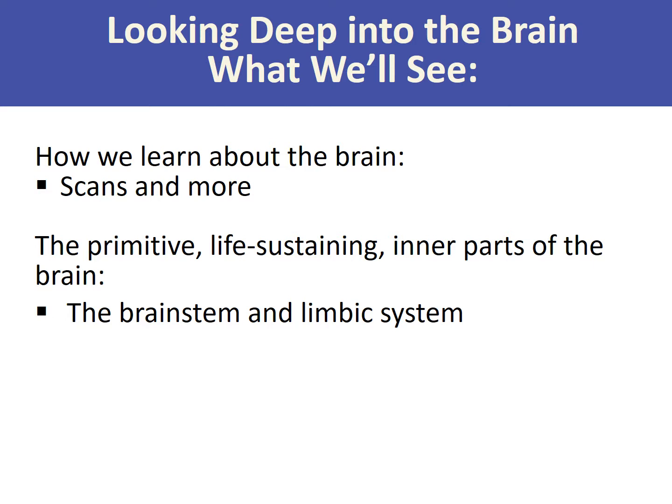So how do we learn about the brain? Well, we learn about the brain through brain scans, obviously. We also learn through experimentation on animals, including lesioning or putting electrodes in animals' brains and stimulating different parts of the brain to see what kind of behavior is elicited. So we'll talk about imaging a bit, about fMRI research, which is cutting-edge research within psychology. And then I'll move on to talk about the primitive, life-sustaining inner parts of the brain, which include the brainstem and the limbic system, and how damage to the brainstem is a really, really bad thing to have.